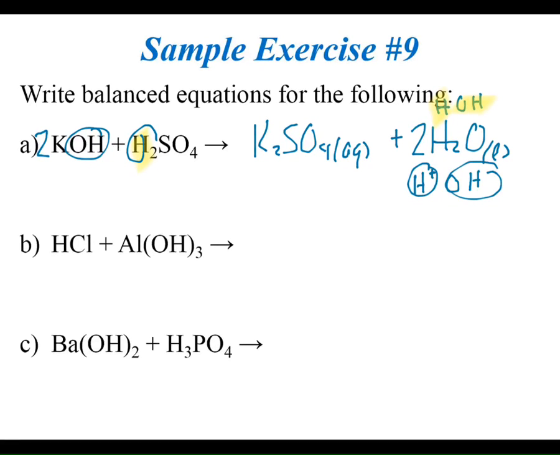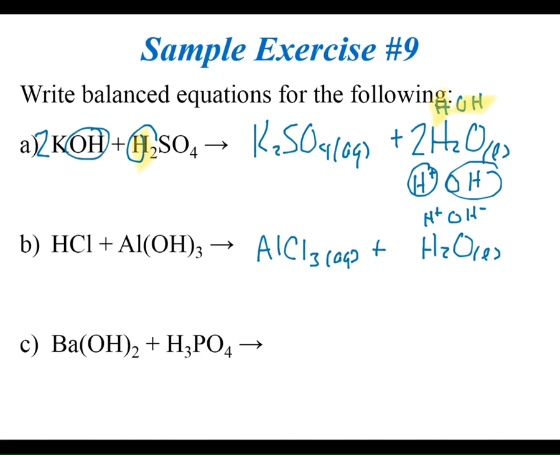See, I'm going to swap the hydrogen with the hydroxide and the aluminum with the chloride. So we're going to make aluminum chloride, and hydrogen with hydroxide is water. Again, for balancing, I'm just going to think of it as the hydrogen with the hydroxide.